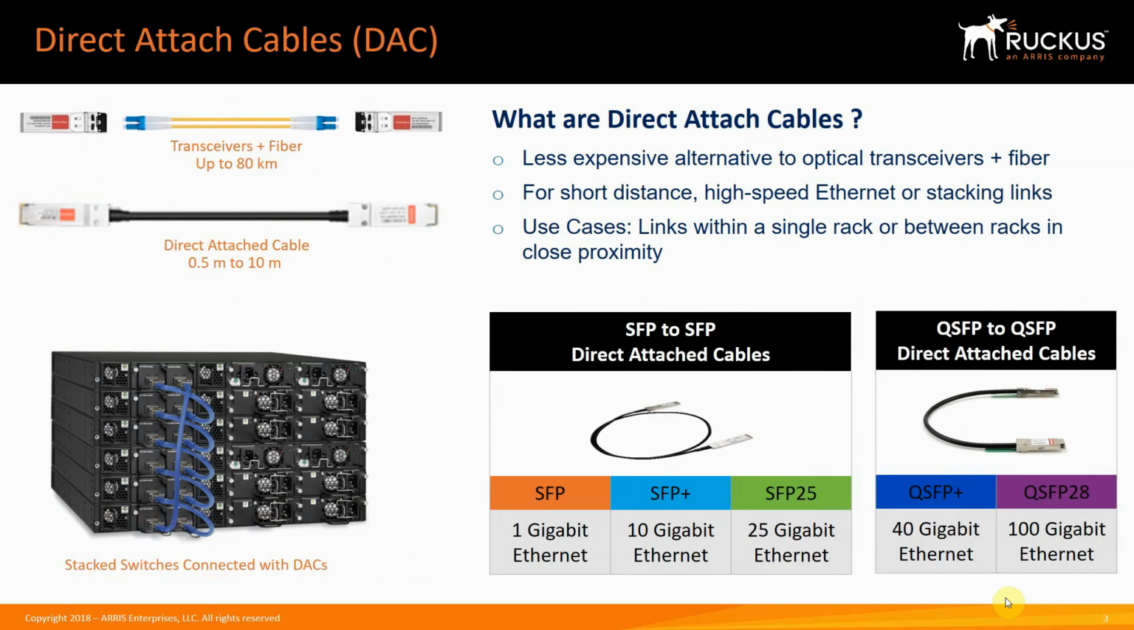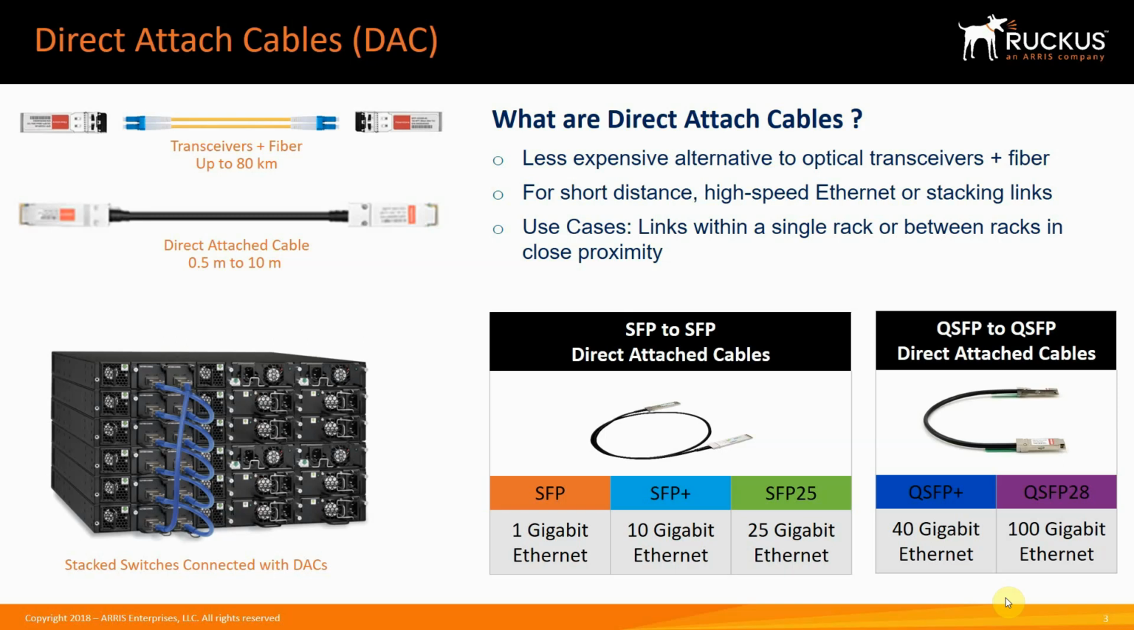Direct attached cables can be installed in the same fiber ports as optical transceivers, and just like transceivers, they come in different form factors. The SFP to SFP form factor supports speeds of 1, 10, and 25 gigabit per second, while the QSFP to QSFP form factor offers speeds of 40 and 100 gigabit per second. Direct attached cables are typically used for high-speed Ethernet links between switches in close proximity, like switches within the same rack or the same row in a data center or a wiring closet.